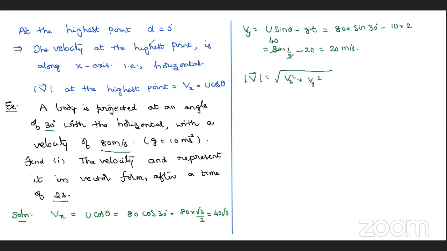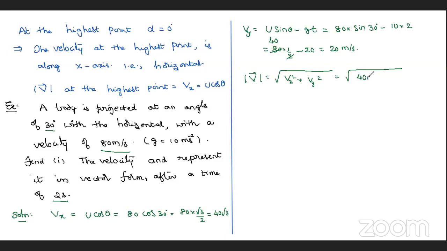This one, Manikanta is telling 20 root 13. Yeah, even Manikanta, 20 root 13. Amog also, 20 root 13. Okay, right, no problem. Direction, Nana? Direction means alpha. Alpha. Okay, Ishan, 20 root 13. Right. Root of Vx square.